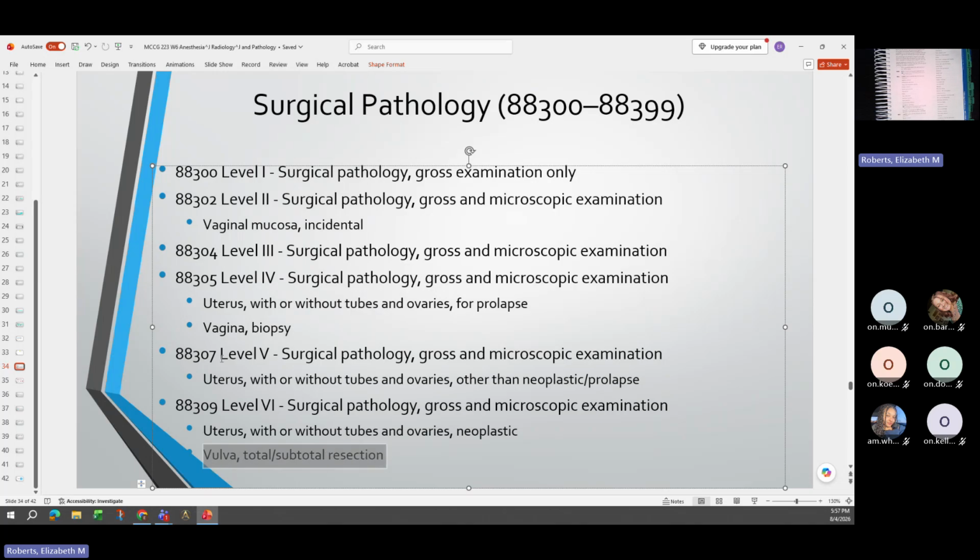Same thing here, you've got uterus with or without ovaries and tubes for prolapse in 88035 level 4. Level 5, you've got uterus with or without tubes and ovaries other than neoplastic disease or prolapse. And in level 6, you've got uterus with or without tubes and ovaries for a neoplastic disease. Neoplastic disease meaning cancer, right? So just be careful when you're doing surgical pathology, because sometimes you're going to find skin in all of this. Lots of different surgical pathologies on skin.